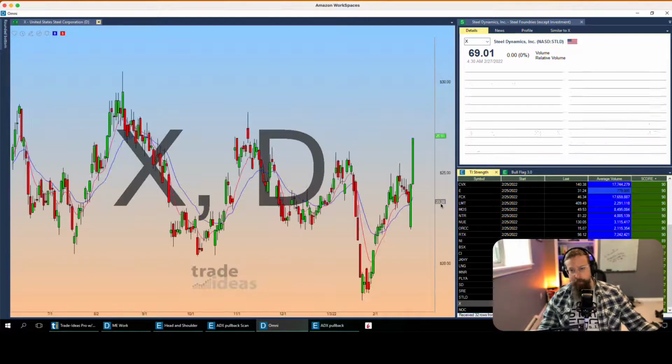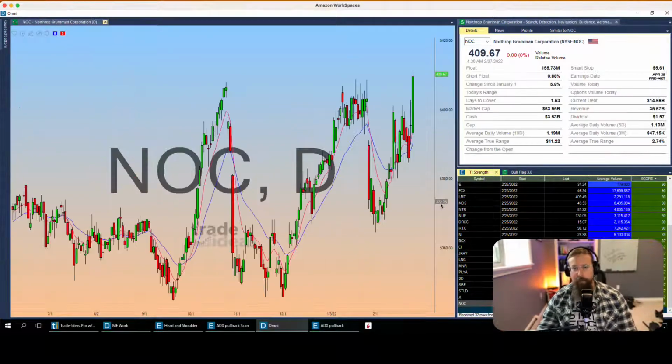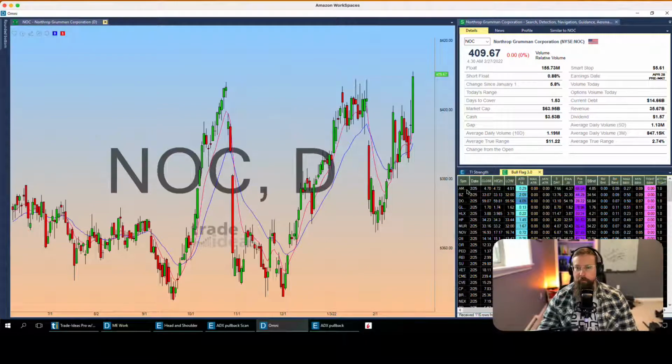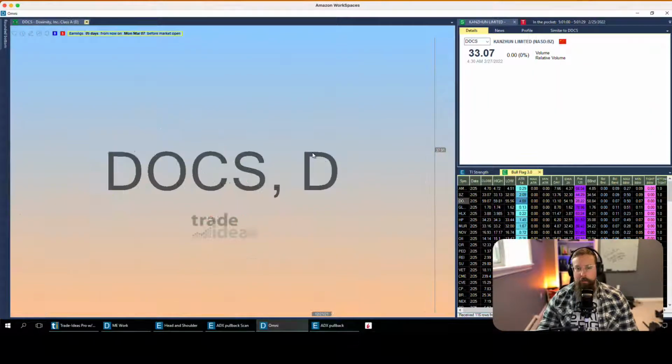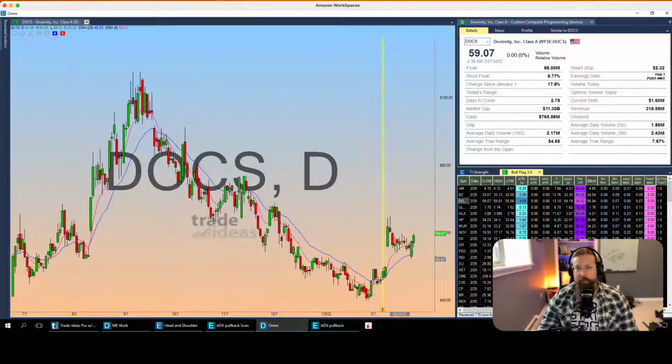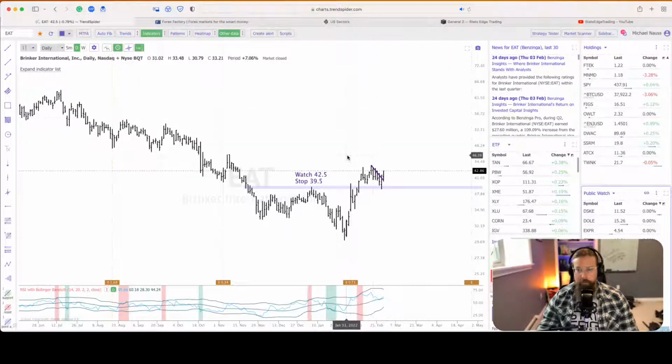Hopefully, I can have a few names. Yeah, it doesn't look very interesting. So this is the bull flag scanner. This is just, as it says, looking for bull flags, right? Stocks that push up and then push sideways. This DOCS is interesting. Let's look here.